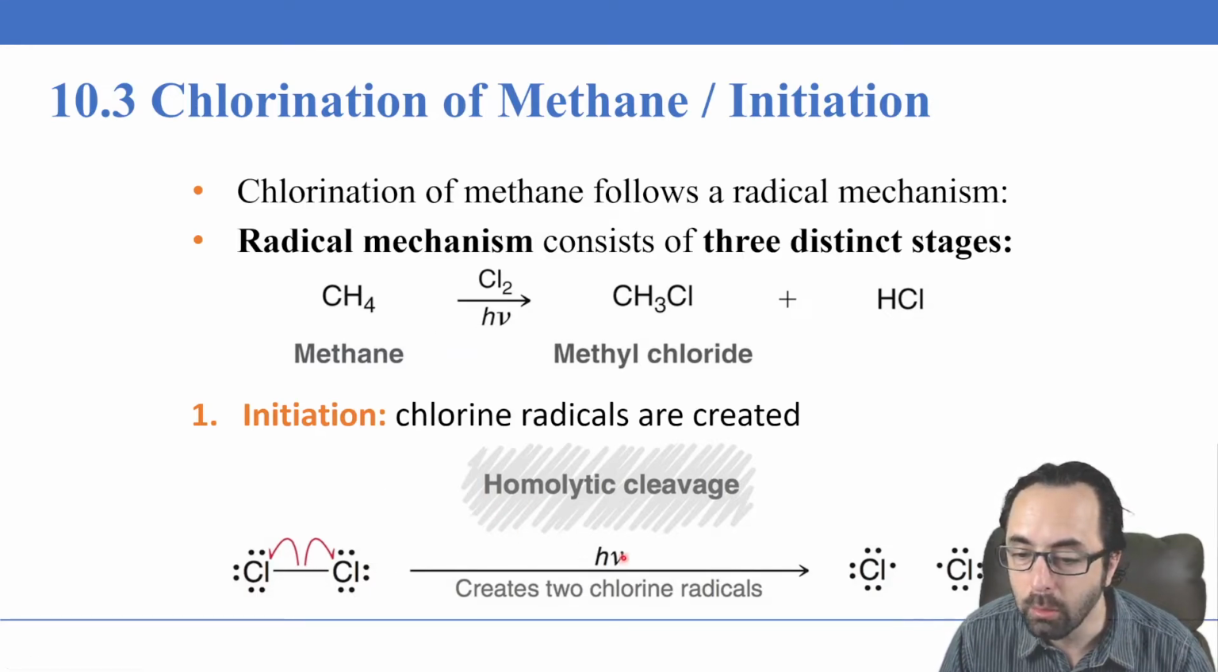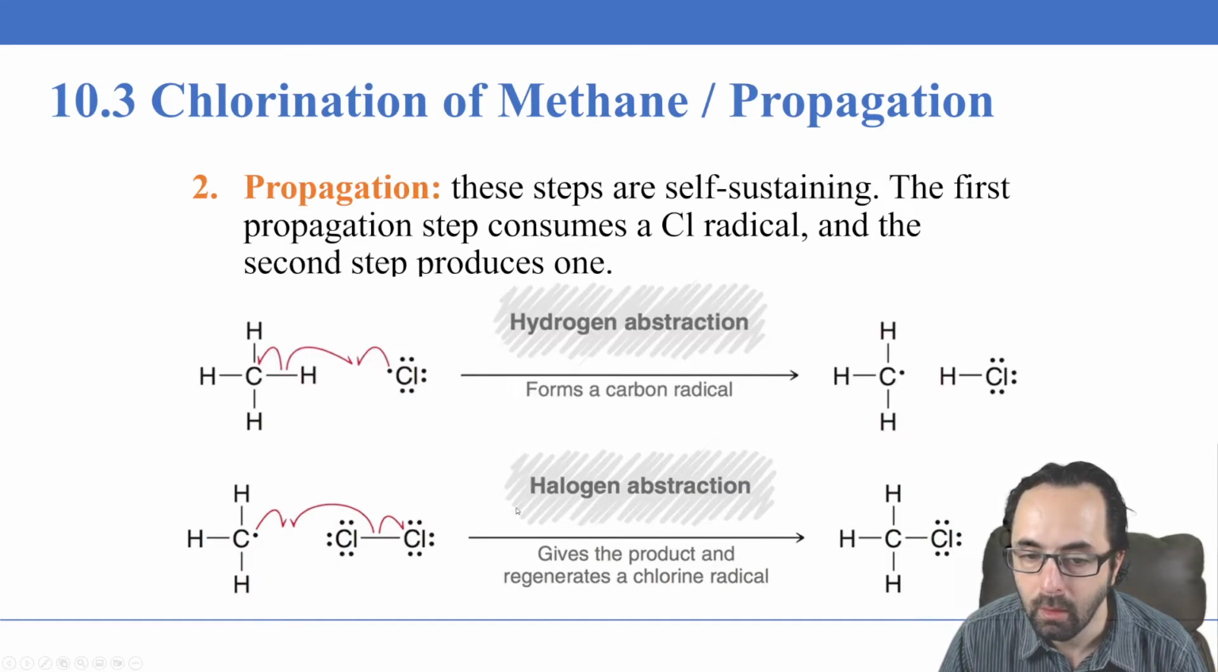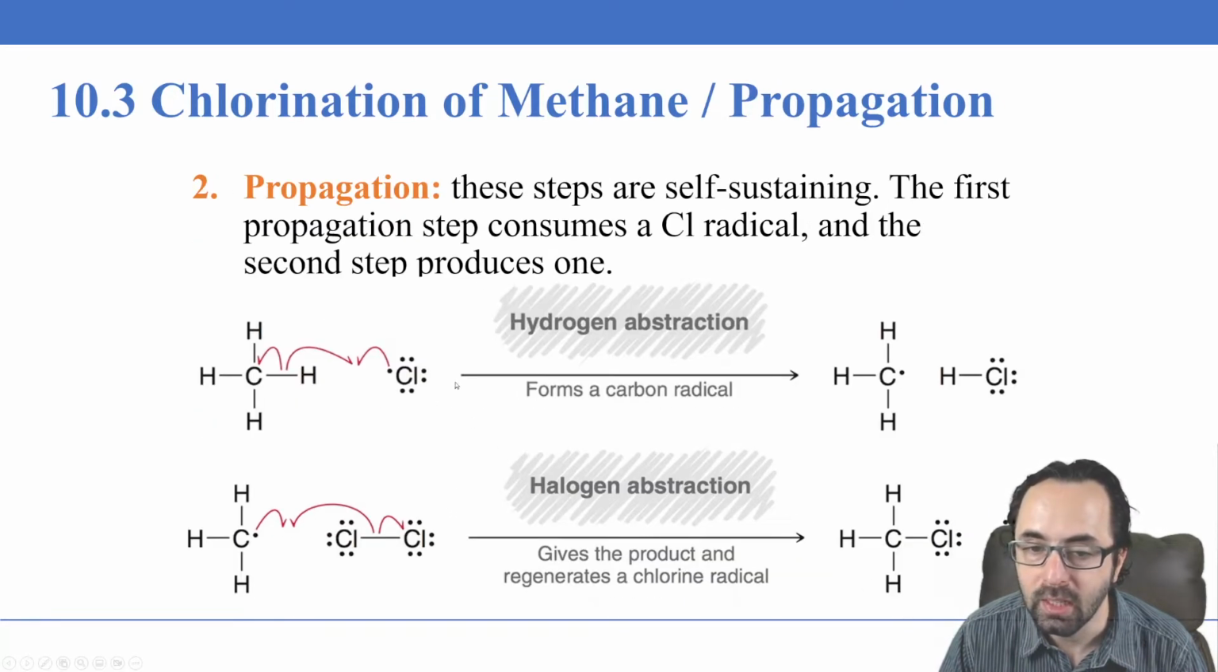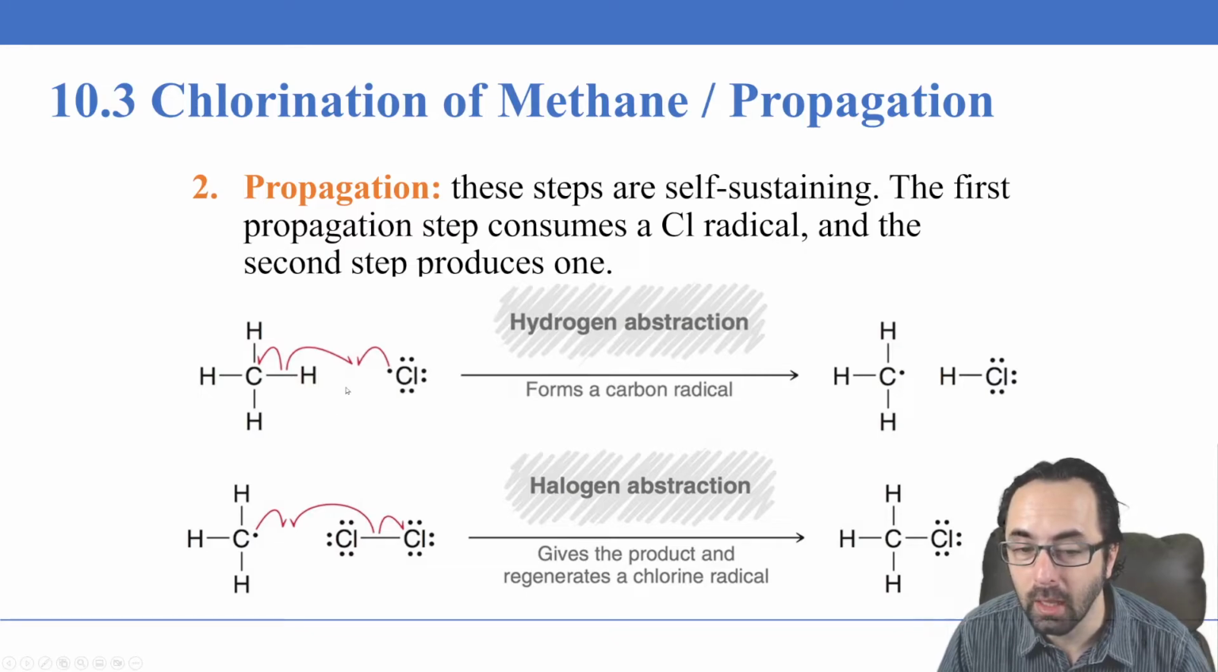So it starts with a homolytic bond cleavage where we expose halogen molecules to UV light, and then they do a homolytic cleavage producing two halogen atom radicals with unpaired electrons. The next step, so that was initiation. That produces the radicals. Next is propagation, and all of these steps produce more radicals, right?